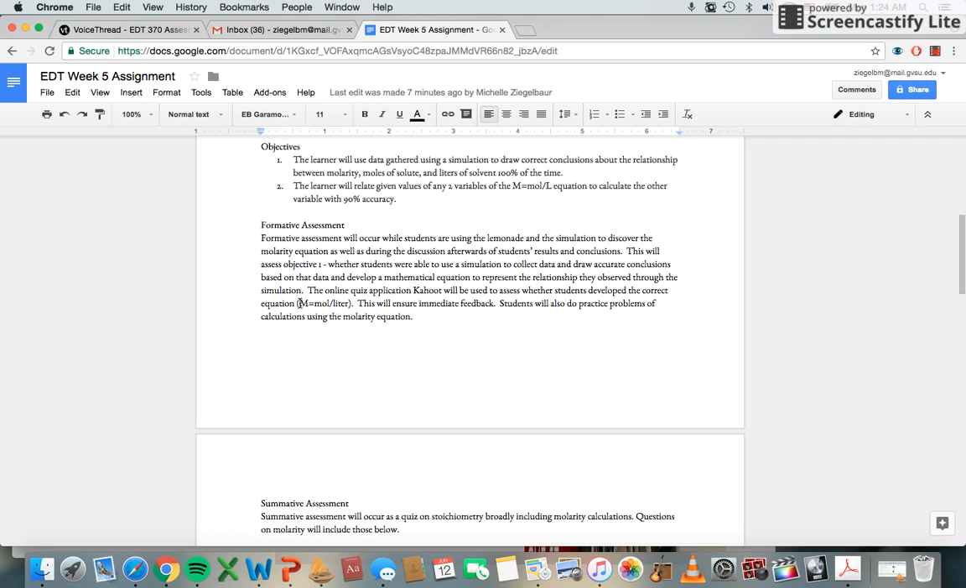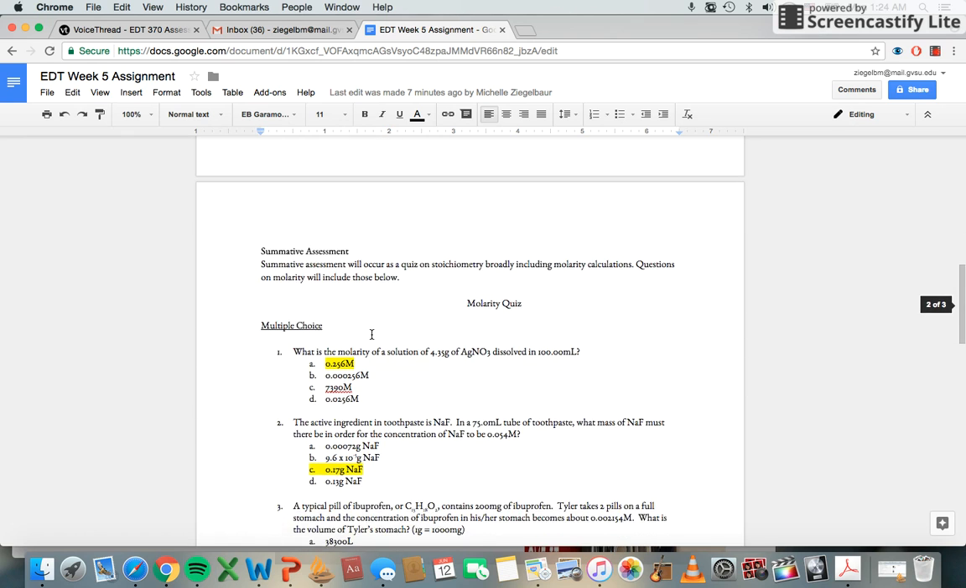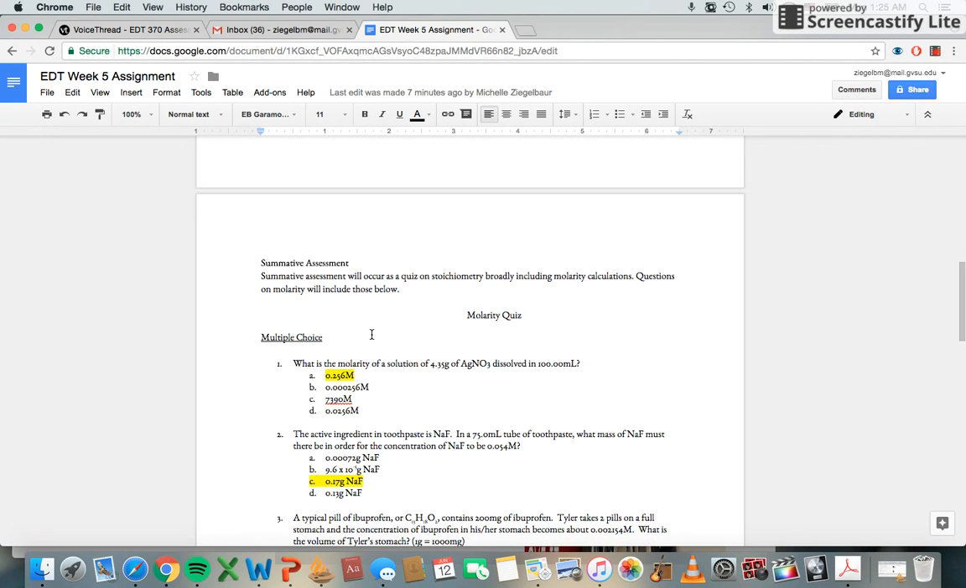And I would then probably use something like Kahoot to quickly be able to assess and see where they're all at, see if they all were able to draw the correct conclusions, and were able to use the simulation correctly and correctly interpret the data that they found on the simulation. And the summative assessment would probably be a paper-based quiz involving the broader topic that this lesson would be a small part in.